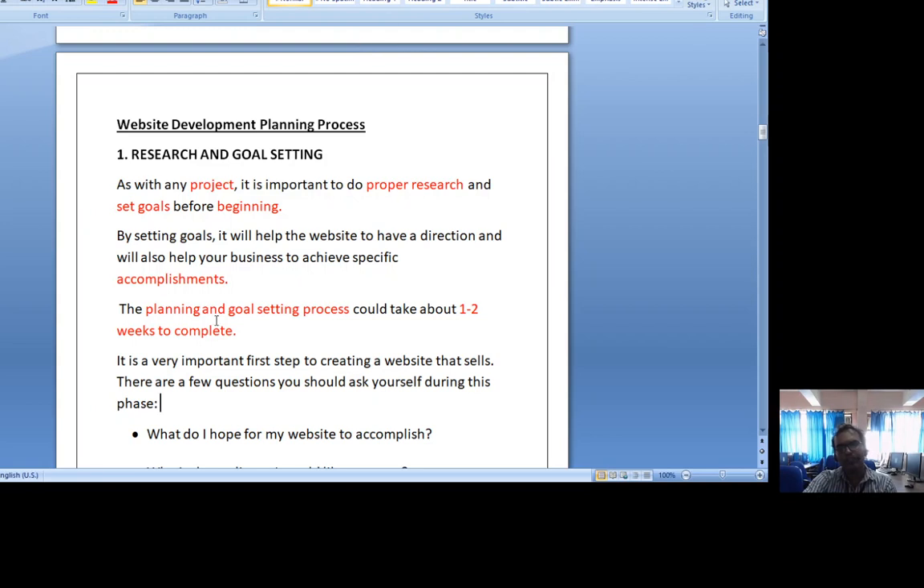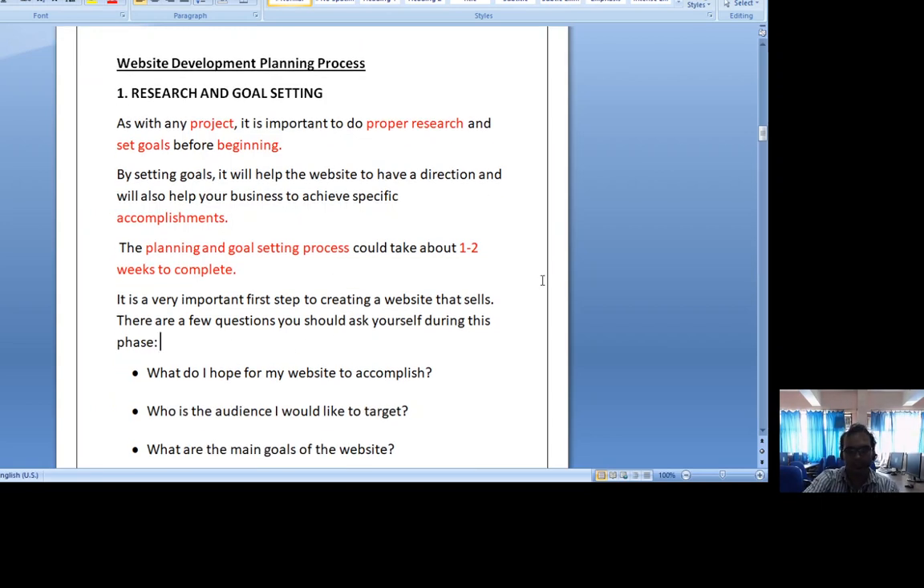It is very important. It is the first step to create a website that sells. Very important thing. Why do we need to create a website? We need to create a website that is able to sell itself. Because if the website is not able to sell itself, my friend, our whole work will go in vain. Now we are able to understand the importance of the website.